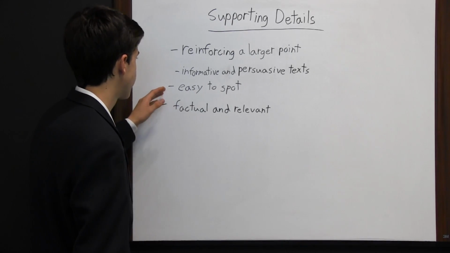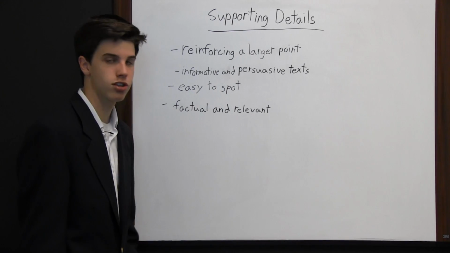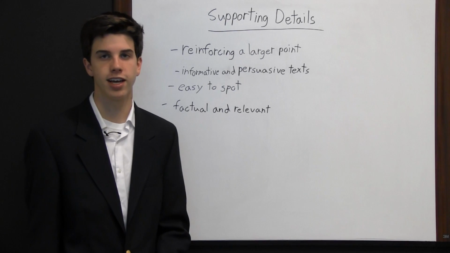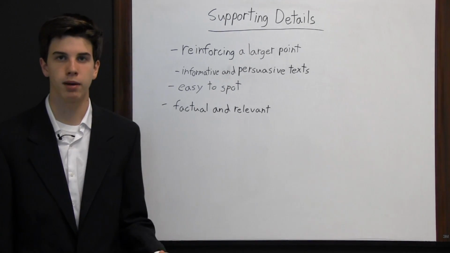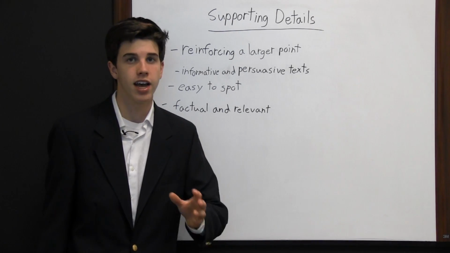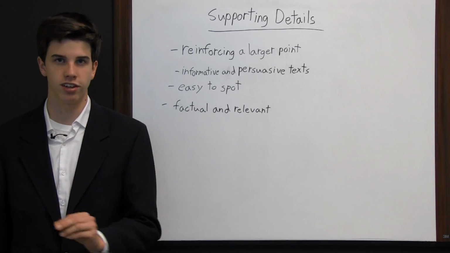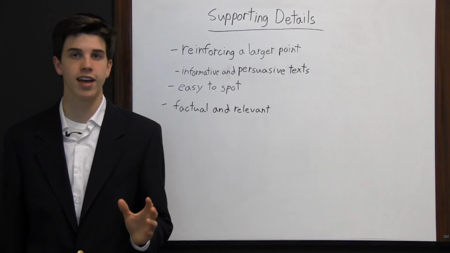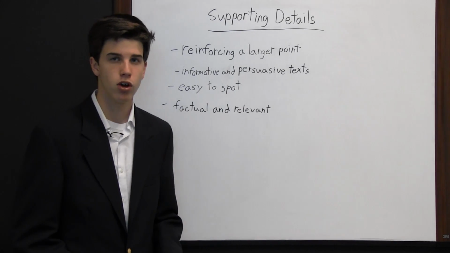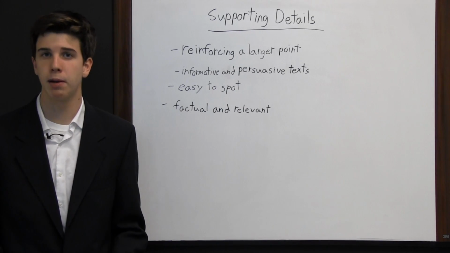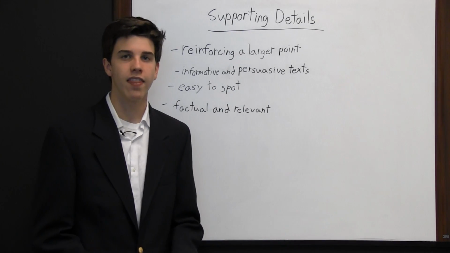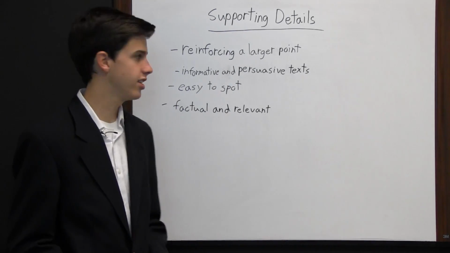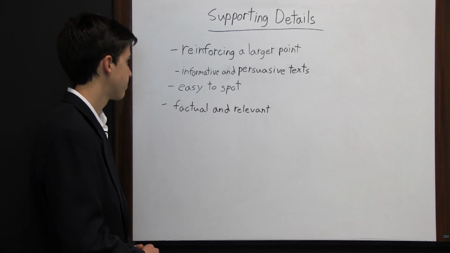Supporting details are often easy to spot because the writer will let you know that those details are coming. A lot of times they'll make a main point and then say something like first, and give a supporting detail, and second, and give another supporting detail, and then say finally, and give the third supporting detail. Or they might say something like for example or for instance, and that would tip you off that the next supporting detail is coming along.